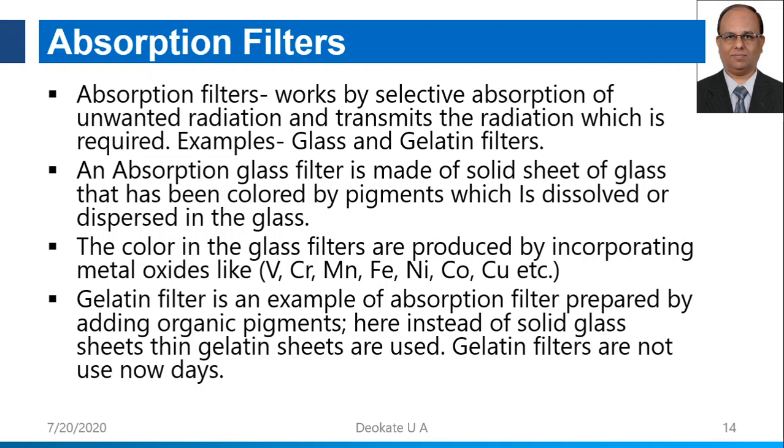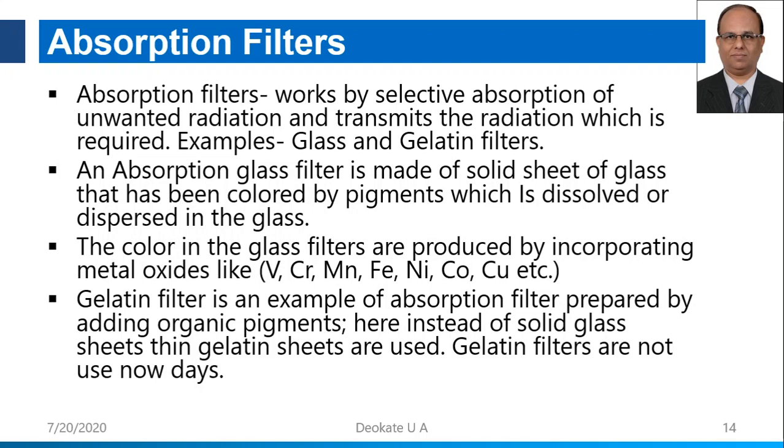An absorption glass filter is made up of a solid sheet of glass that has been colored by pigment. The pigment is imbibed in the glass, dissolved or dispersed in it. The color in glass filters is produced by incorporating certain metal oxides, like copper, cobalt, nickel, iron, manganese, chromium, vanadium, etc. These are the coloring pigments which are imbibed into the glass filters.